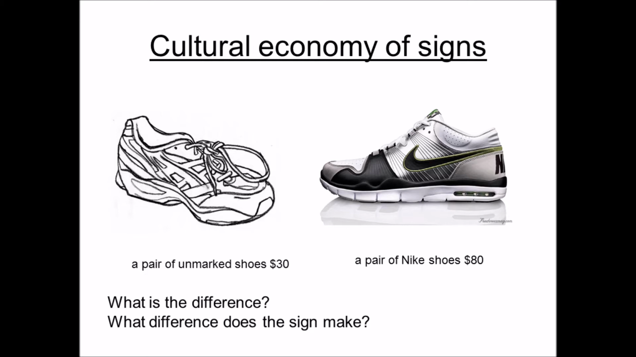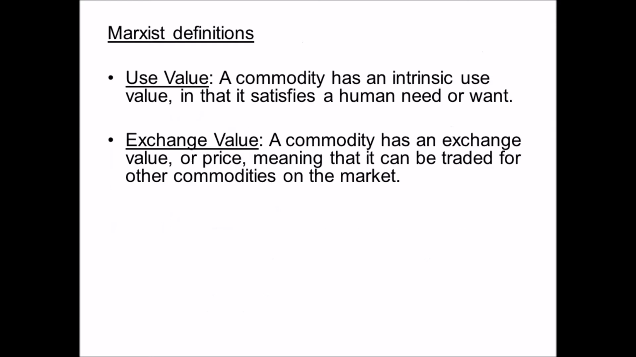Take the following two pairs of shoes. One is an unmarked pair of shoes with no logo or sign, and it sells for $30. The other is a pair of Nike shoes, and it sells for $80. What is the difference between the two pairs of shoes? What difference does the sign make?